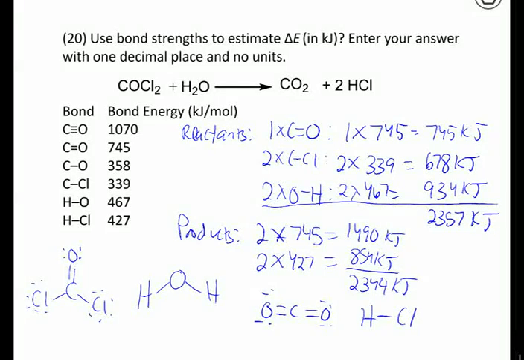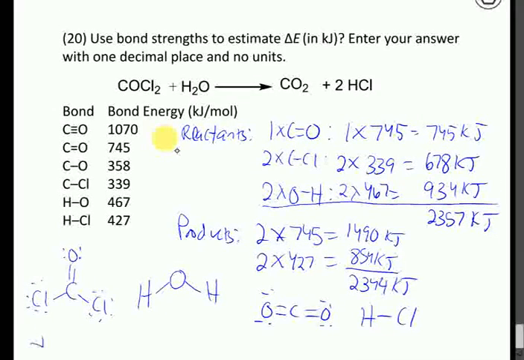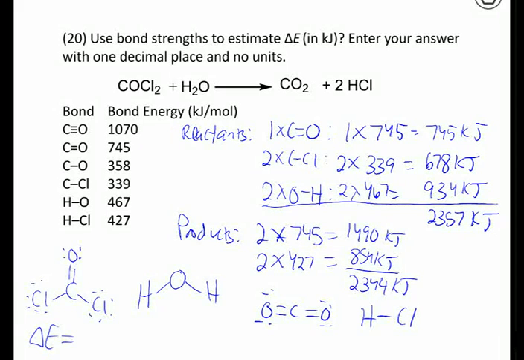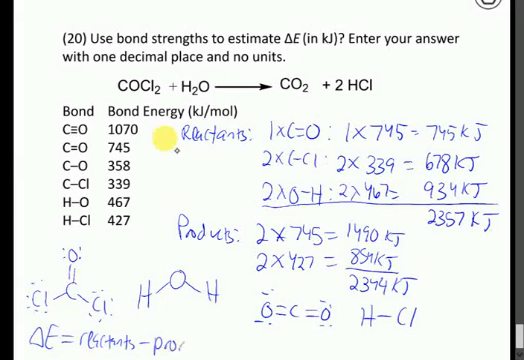Okay, so we have these 2 numbers, and then remember that delta E is going to be reactants minus products, because we put energy in to break all of these bonds, and then we release energy when we form all of the bonds on the right side of the arrow. So it's going to be reactants minus products. So it's going to be 2357 minus 2344. So it's a very small number, but slightly positive, plus 13 kilojoules.